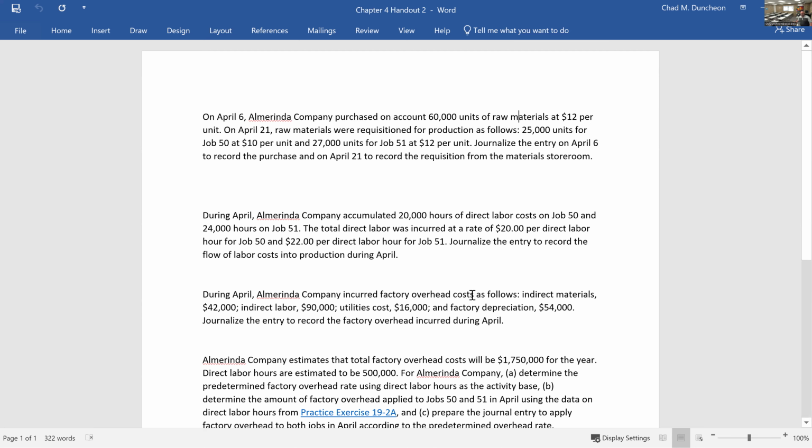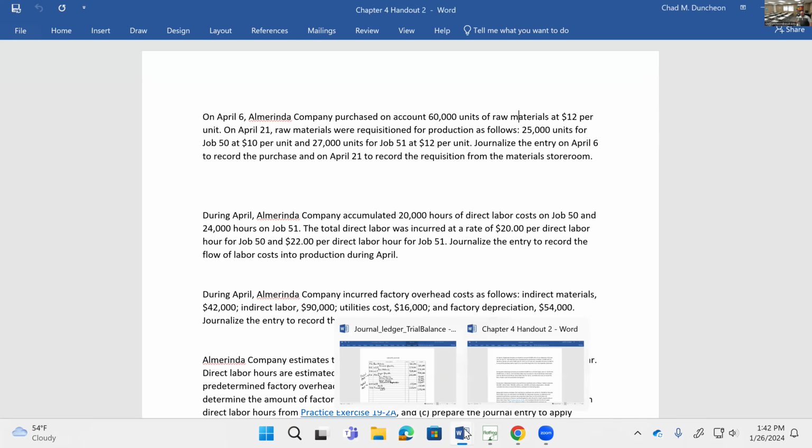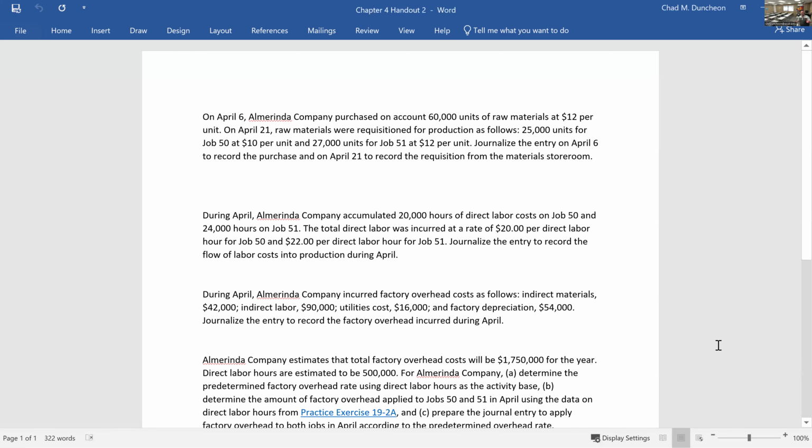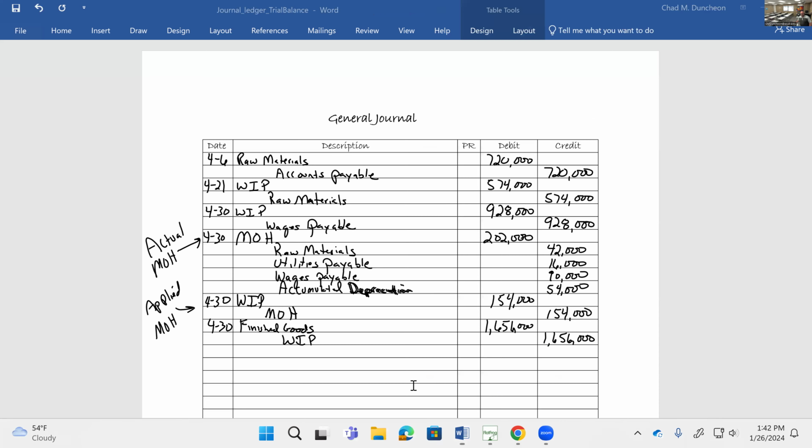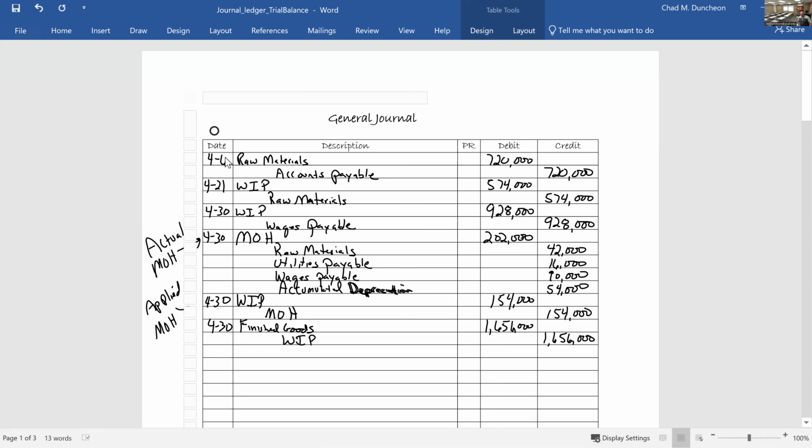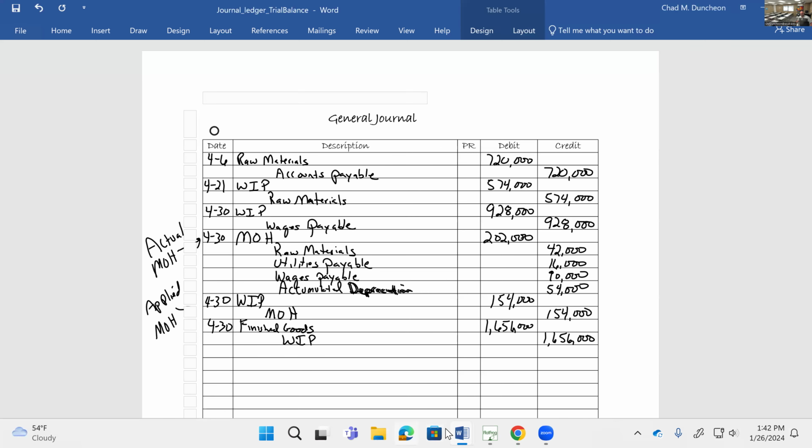So I went ahead and filled everything out, and as I explain it, you'll see there's nothing being put into production here. So I don't have to do anything on my job cost sheet. For this particular thing, all we need to do is put it into our journal entry. So here we see on April 6th, we are going to debit our raw materials account. When we buy materials, that is inventory. Inventory is a normal debit balance. So we debit our raw materials and it's on account, so we will credit accounts payable. That is for 720,000. That was the units times the price.